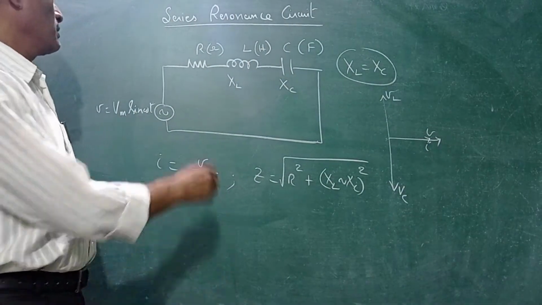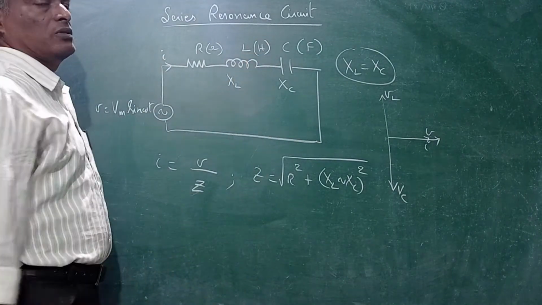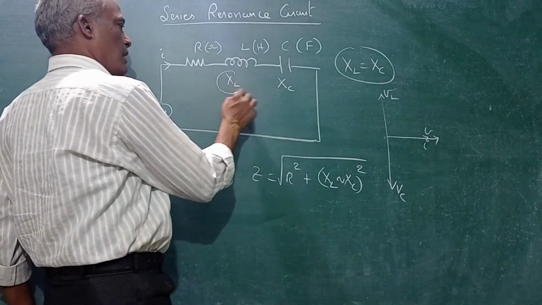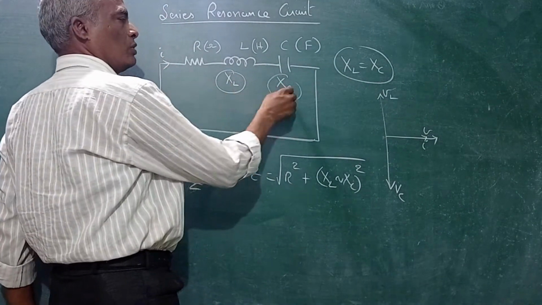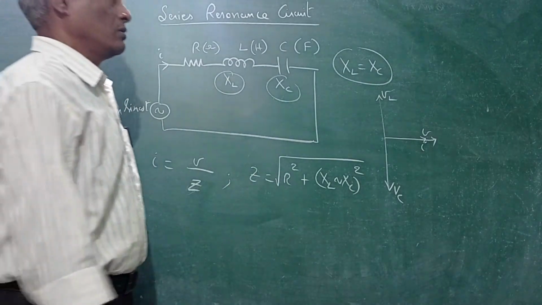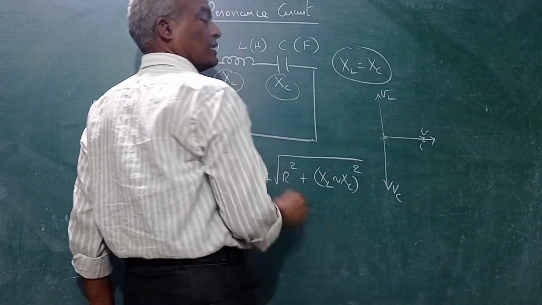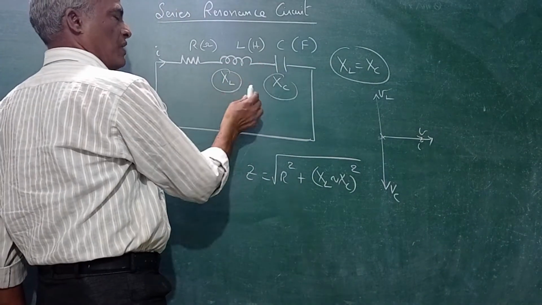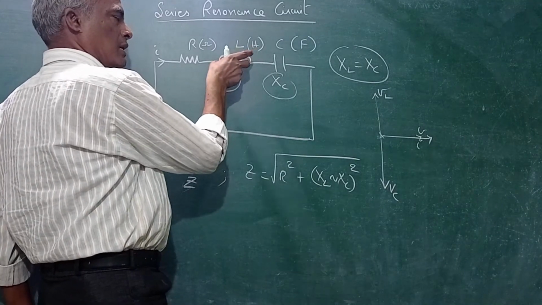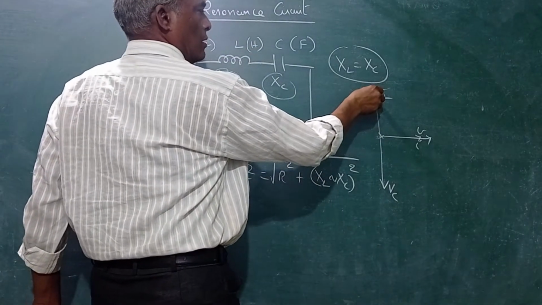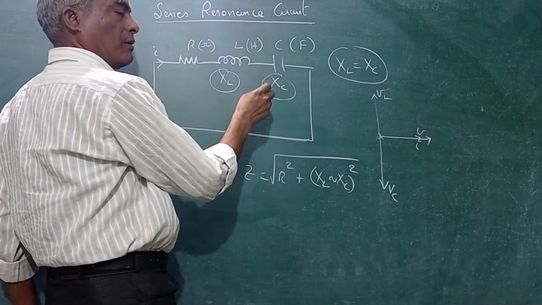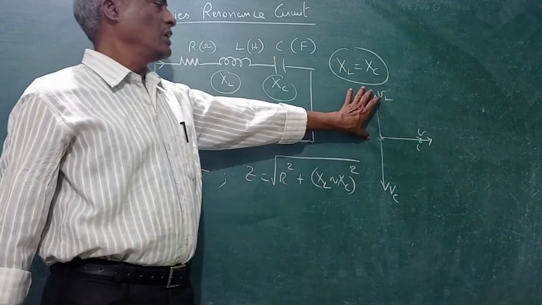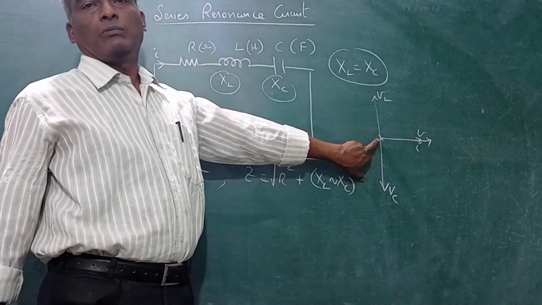Now the same current flows through L and C in the series circuit. Suppose XL and XC both are equal, that means both the voltage drops will be equal. That means VL and VC get cancelled and the circuit behaves like a pure resistive circuit. Both the magnitudes are the same, but the direction is 180 degrees out of phase. So VL is equal to VC, therefore the net value will be 0.